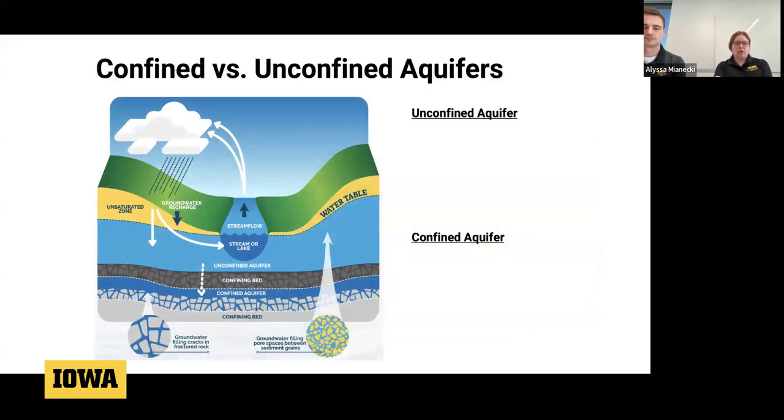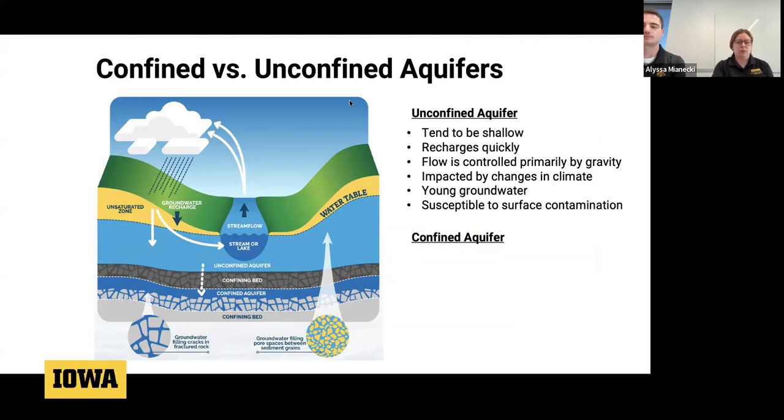So, talking about how the groundwater can be more susceptible or less susceptible to contamination, there's two main types I want you guys to know about. The first is unconfined aquifers. These tend to be shallow, they recharge quickly, the flow is controlled primarily by gravity, and they can be impacted by changes in climate, especially because that groundwater is young. And because they're susceptible to that surface contamination, we need to be careful about what kind of activities are happening in that area. That's in contrast with the confined aquifer, which would be deeper here.